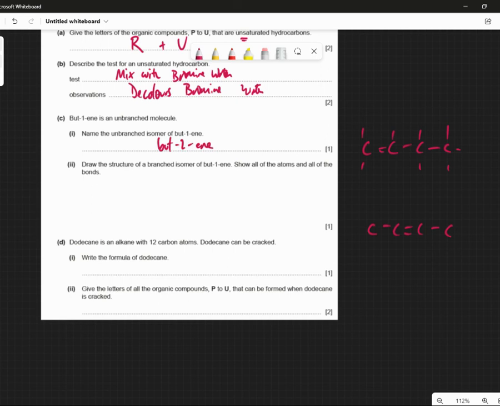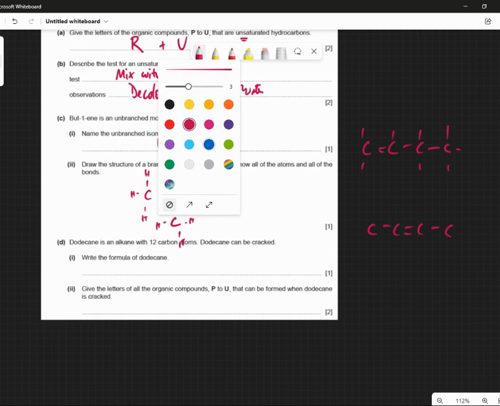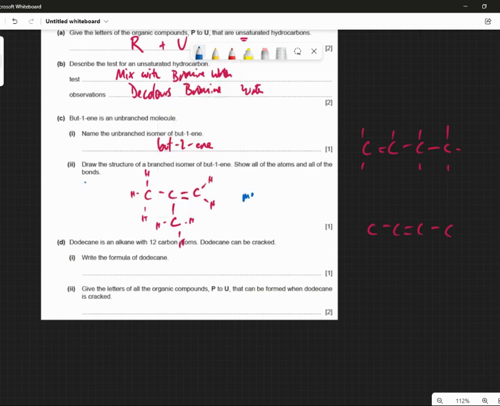Simple as that. Draw the structure of a branched isomer of but-1-ene. Now it wants me to branch it, so 1, 2, 3. I've got to branch it now. Branching means there's a kink in the chain. Put a double bond there and fill in my hydrogens. There we are. This is actually called, if you're interested, 2-methylpropene.